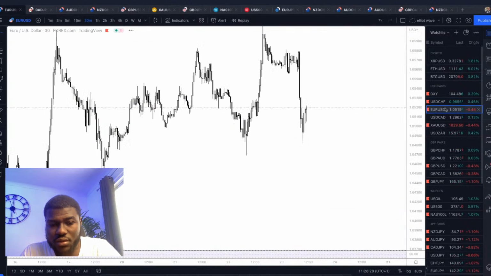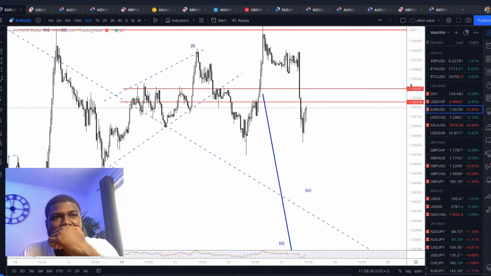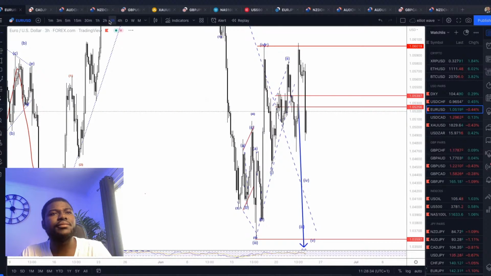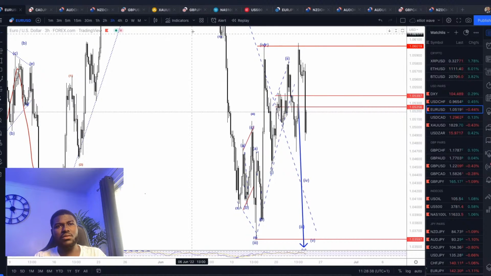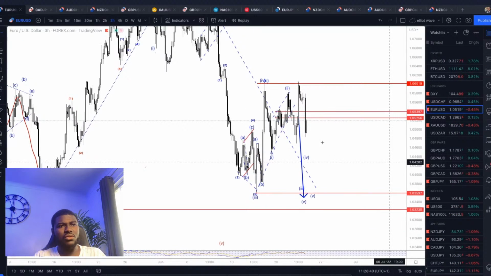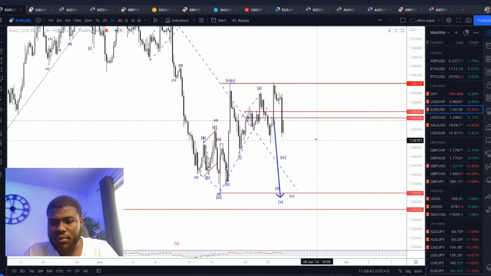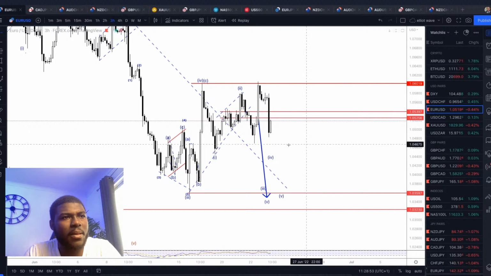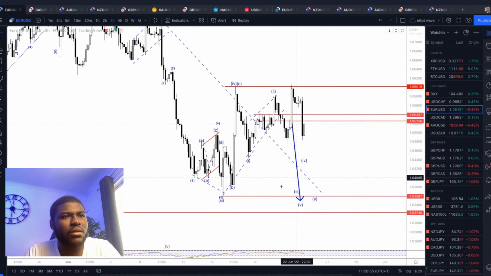So now let's check euro dollar and see what's happening there. Euro dollar permits me to zoom out so that I can see what's happening there better. Yeah, euro dollar, this is it. Let me clear my charts.